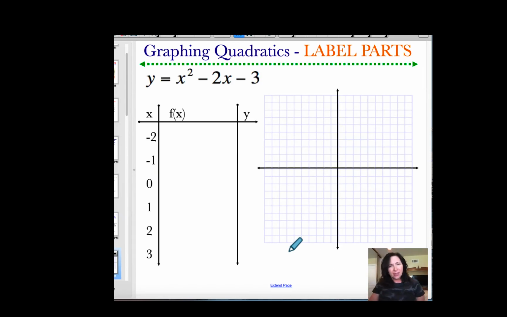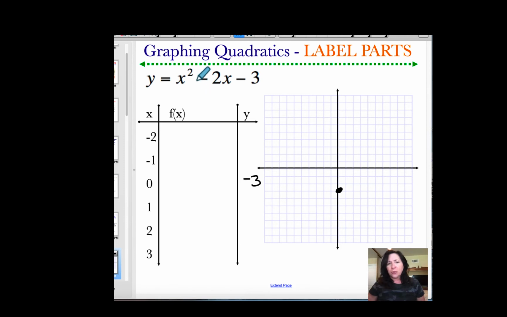So let's take this equation right here and let's plot some points. I would like to just keep in mind, I know that this was a big topic in Algebra 1. You've already done this. We know our y-intercept, right? If x is 0, then y is 3. So right off the bat, I do know that we have a y-intercept at negative 1, negative 2, negative 3. So right here.